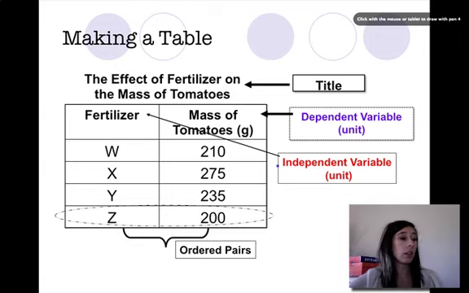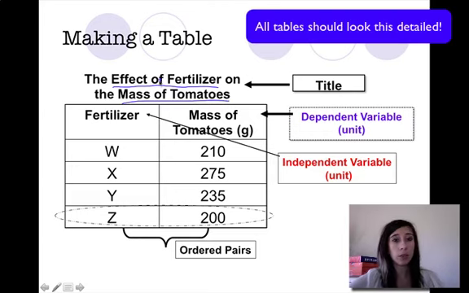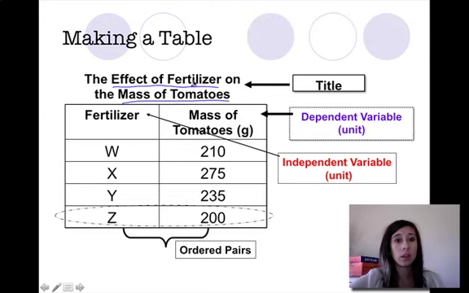You need to clearly label, give your table a title, and it's not just table number 1, it's an actual real title. And it includes the dependent and the independent variable. So you are looking at how does fertilizer affect the mass of tomatoes. That is your independent variable, and then here's your dependent variable.